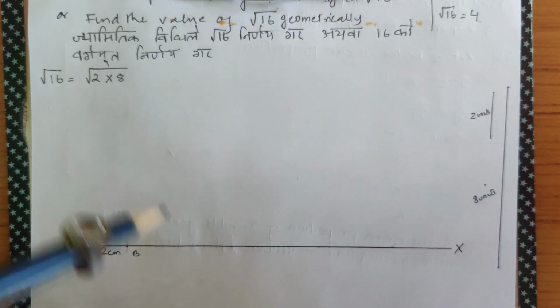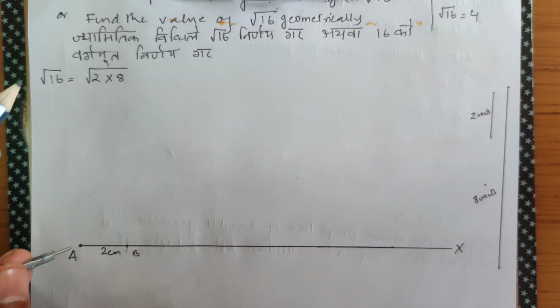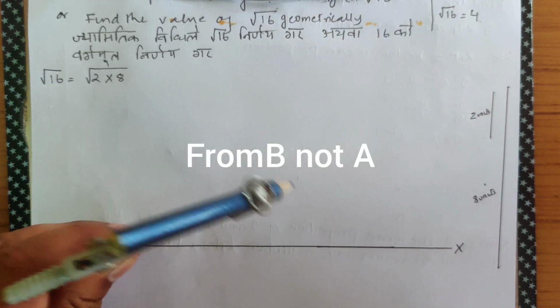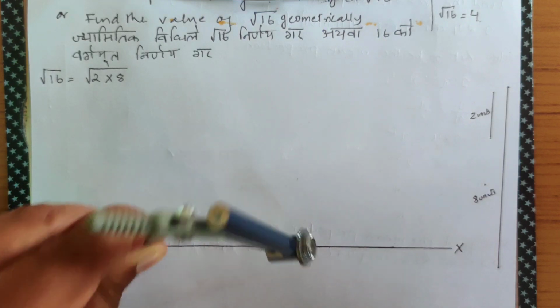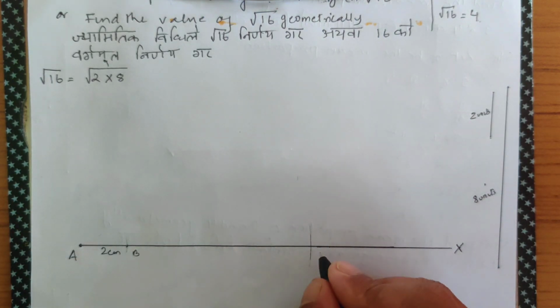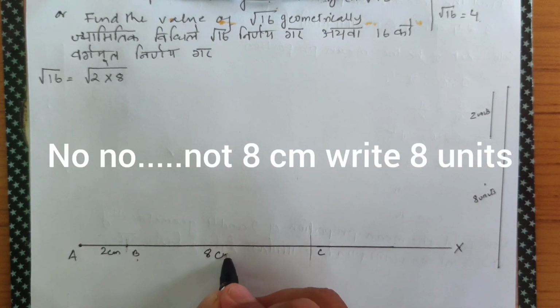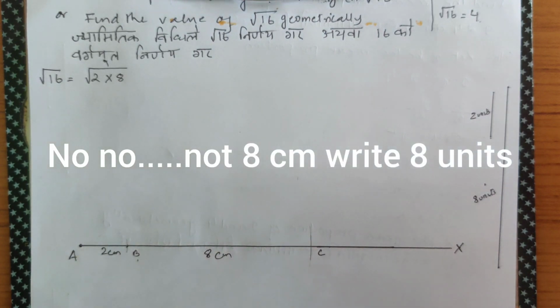8, from B, not from A. No, not from A, from B. So this is C. So from B to C is 8 centimeter. Okay, now remember the process.